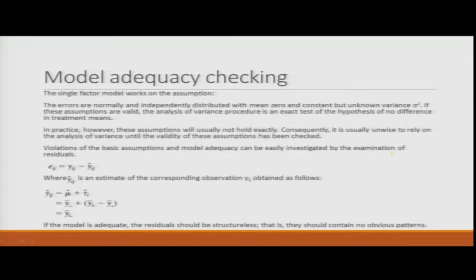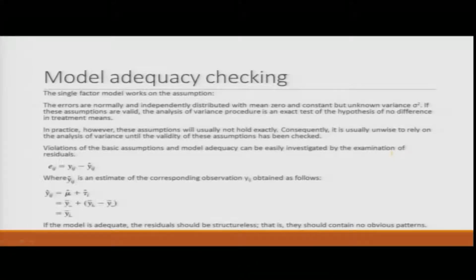Model adequacy checking. The single factor model works on the following assumptions. Number one, the errors are normally distributed and independent. Independent means the variances of all the errors are fixed, which is sigma squared. They are normally distributed, so it is normal with mean 0 and constant but unknown variance sigma squared, which is mentioned here.